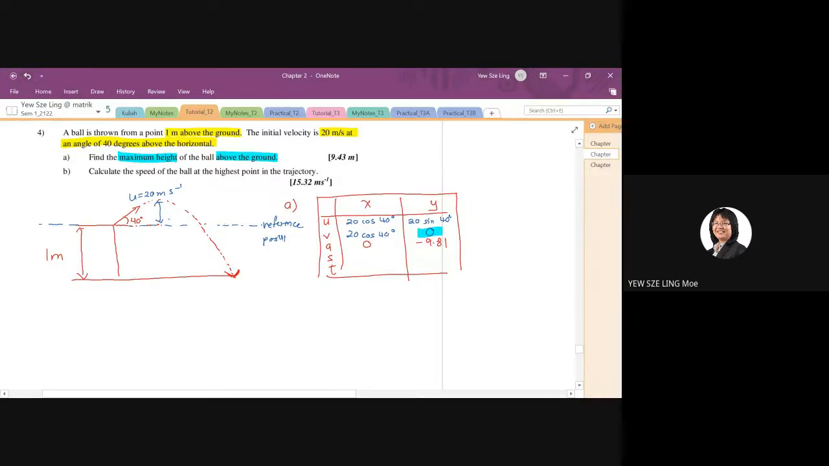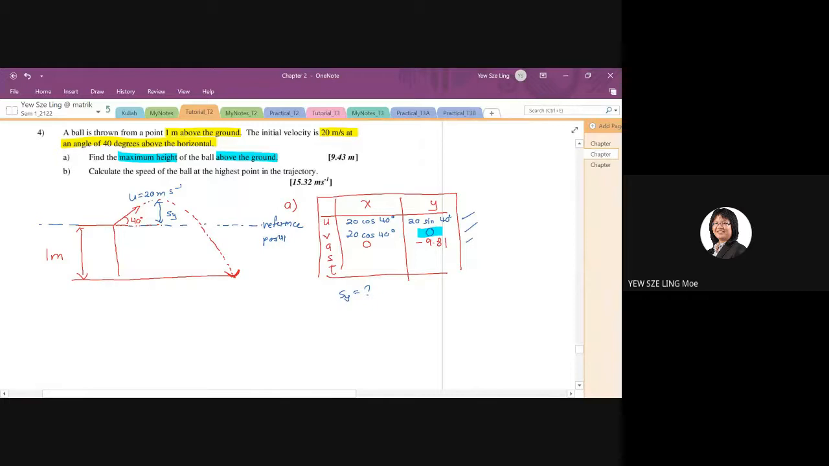Okay, so let's call it Sy. Now you want to calculate the value of Sy. Do you have enough information? Let's see. In the table, we have Uy, we have Vy, we have Ay, and we want to calculate Sy. Yes, we do have enough information.